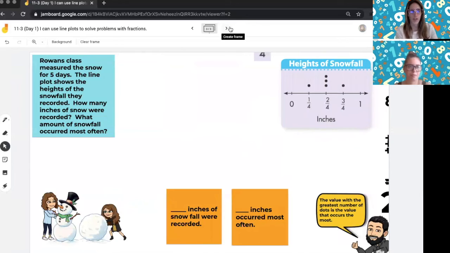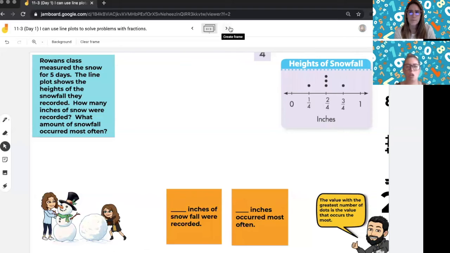Rowan's class measured the snow for 5 days. The line plot shows the heights of the snowfall they recorded. How many inches of snow were recorded? What amount of snowfall occurred most often? So what are we going to do here to solve this problem? So first we need to find how many inches of snow were recorded.